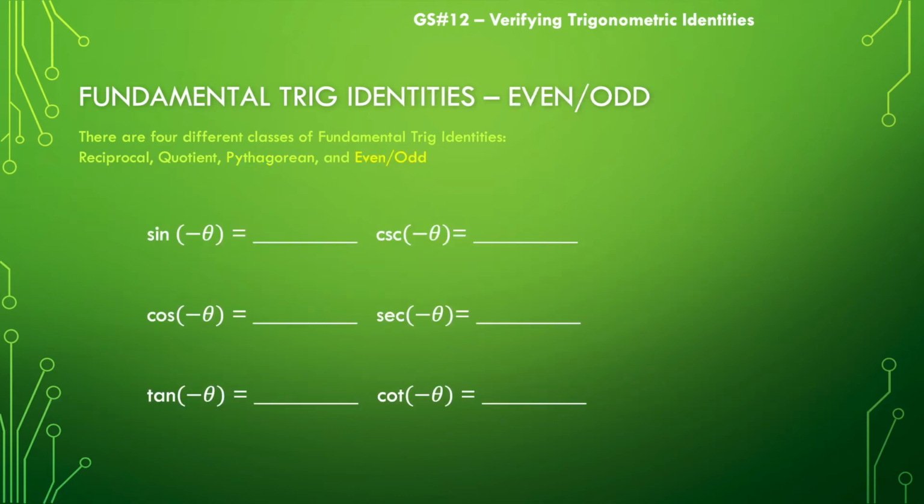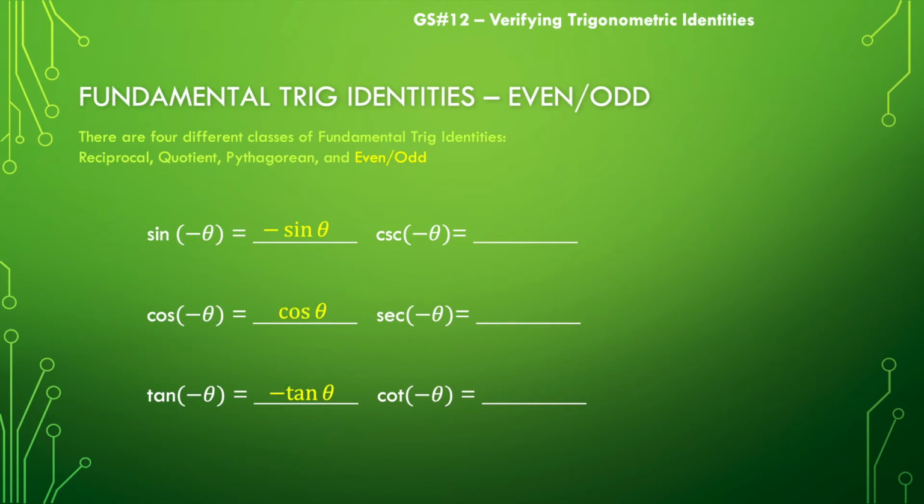Next are the even and odd trig identities, and we talked a little bit about this when we discussed even and odd properties from the unit circle. But since we know that the sine function and the tangent function are odd, then we know that f of negative x is the same as negative f of x. So sine of negative theta will equal negative sine of theta.